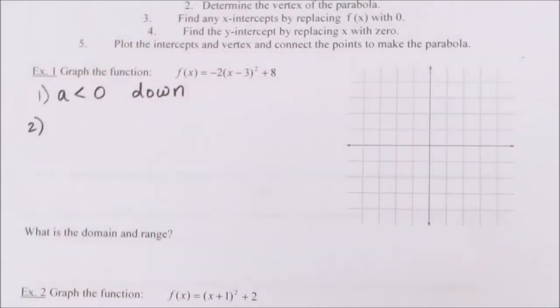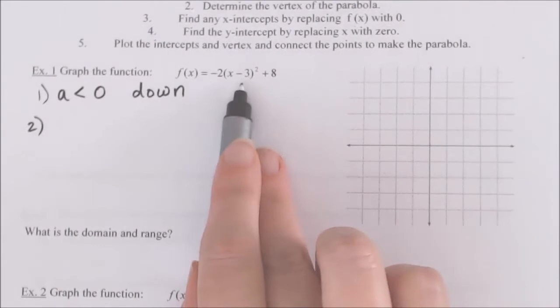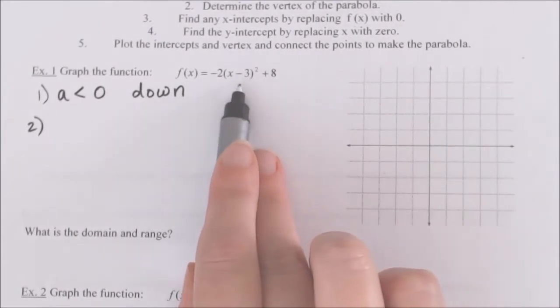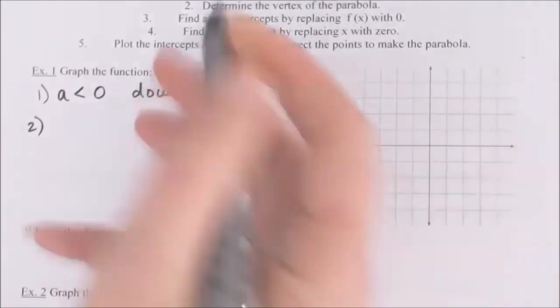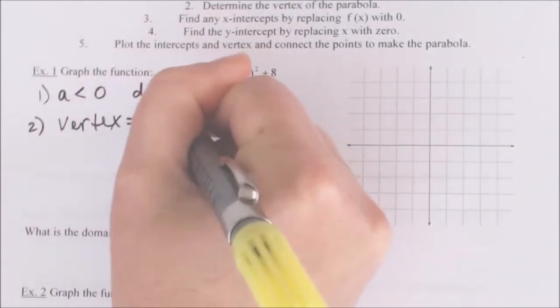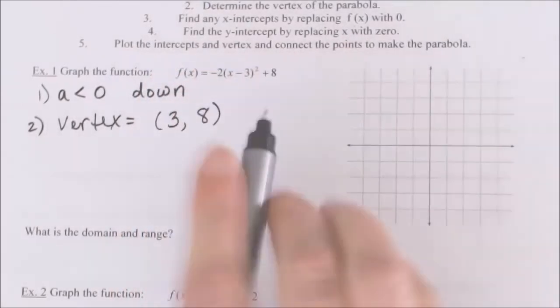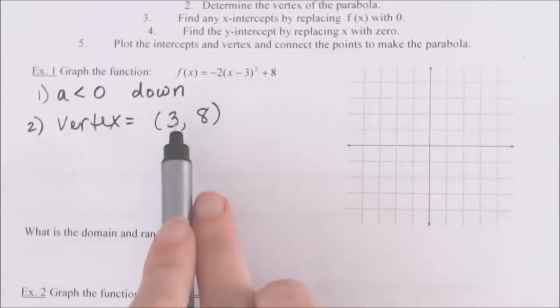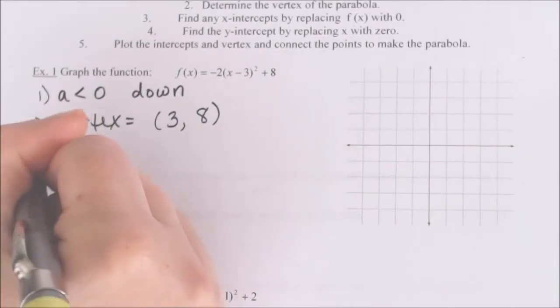Step 2 was determine the vertex, so we can just look at h and k to get the vertex. H, that's your horizontal translation. Remember, that's always opposite, still applies here. So the vertex is going to be at the coordinates positive 3, 8. K does not change, but H does, so 3, 8.